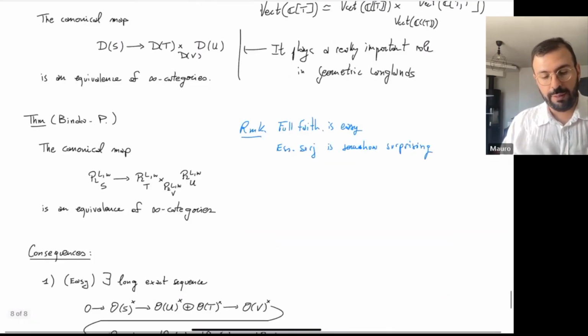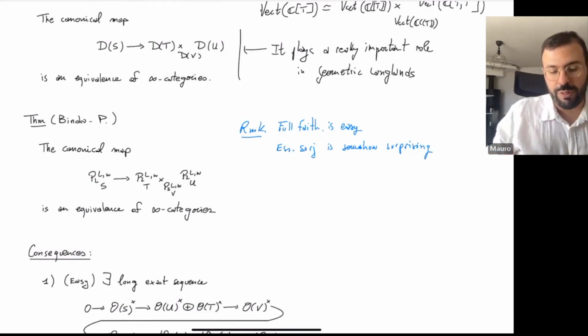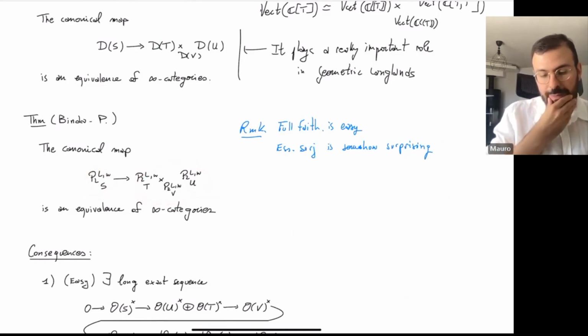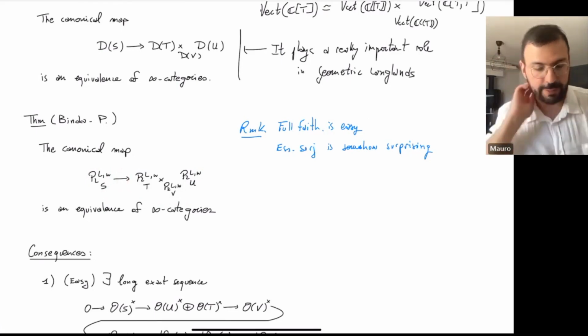And so you can see the analogy between the two statements. It's always about comparing something with a limit on the other side. And so here we know that it's fully faithful. So it's in line with what we proved in the formal GAGA kind of statement, but the essential surjectivity is proper to this situation, and it's the difficult part.